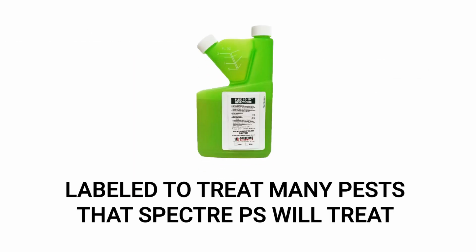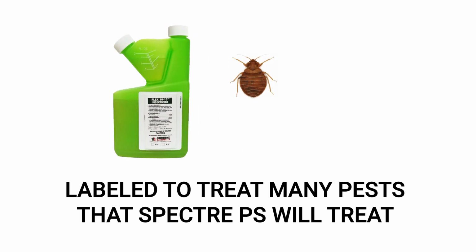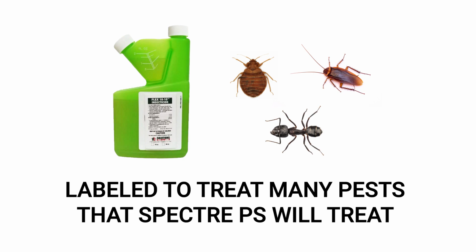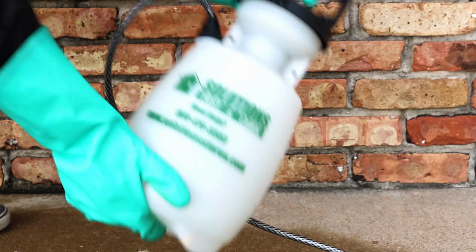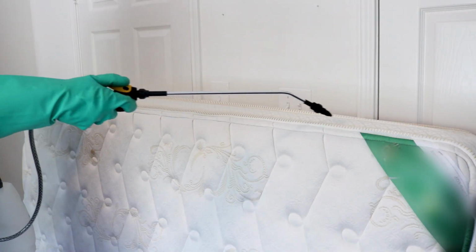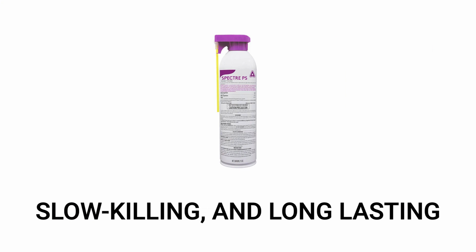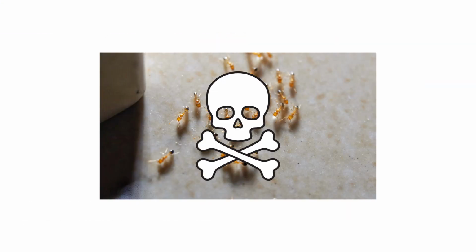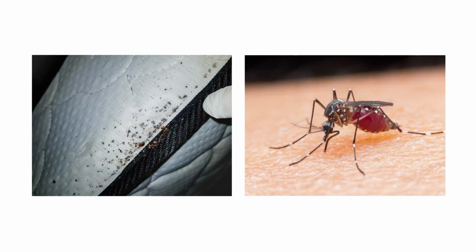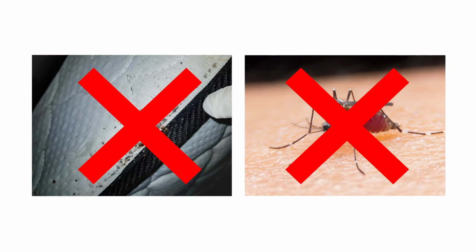Flex 1010 is labeled to treat many of the same pests that Spectre PS is labeled to treat, like bed bugs, cockroaches, and ants. However, this product comes in a liquid concentrate and can be mixed with water to get varying concentrations. Chlorfenapyr is a slow-killing and long-lasting active ingredient, which makes it great for long-term control, but if you want a product with a quick knockdown and fast control of pests like bed bugs or flying insects, check out Pyrid.